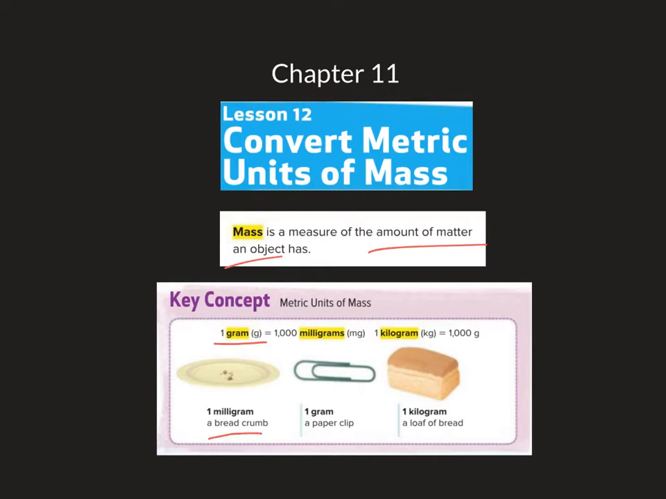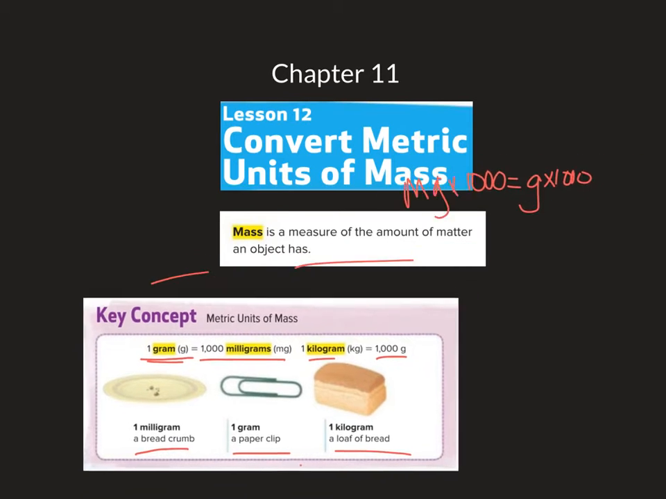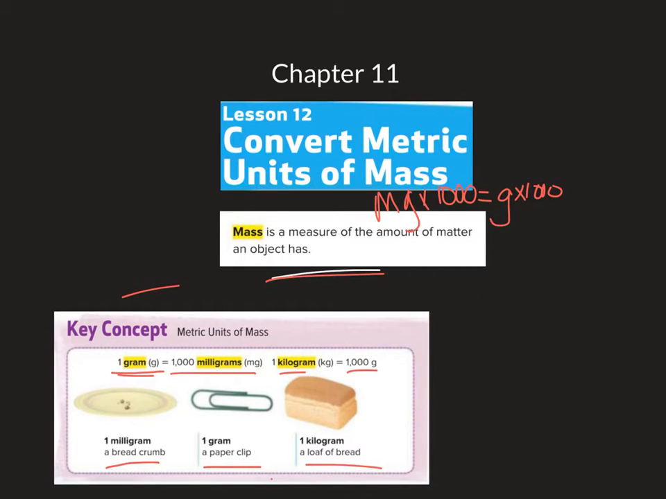A milligram is a breadcrumb. A gram is a paperclip, about how much mass a paperclip has. And then a kilogram would be like a loaf of bread. So if we look up here, 1,000 milligrams equals a gram and 1,000 grams equals a kilogram. So milligram times 1,000 equals gram, and gram times 1,000 equals kilogram.